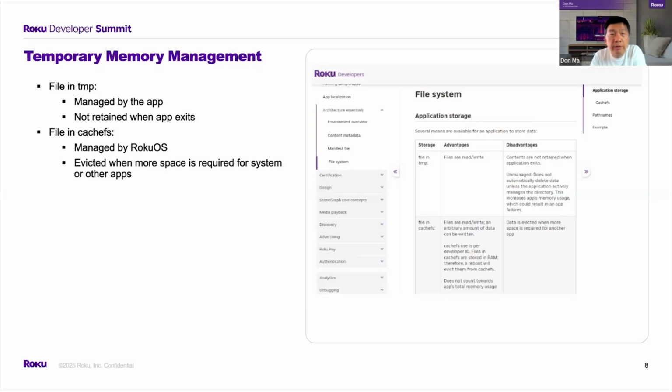Files in cachefs: these are managed by RokuOS, not the app. The system automatically evicts files from cachefs: when more memory is needed for the system or for other apps. You may need to download files again when you need them later on. In summary, use tmp: for small, short-lived files you actively manage. Use cachefs: for large temporary files you don't mind RokuOS deleting when memory is needed. Choosing the right location helps keep memory usage under control and ensure smoother channel performance.